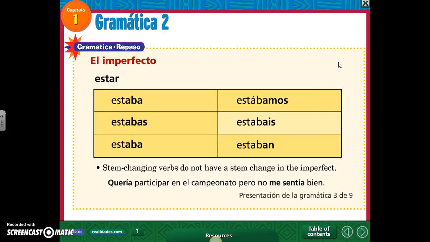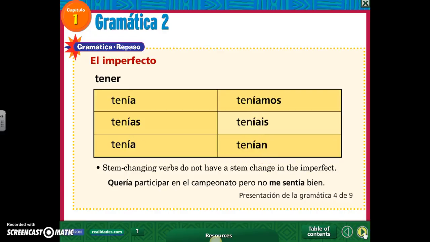Nuestro equipo nunca perdía. Our team never lost, never used to lose, never would lose, etc. Right, now let's talk about conjugation. The imperfect tense is pretty easy because there's no stem changes. So here's an example of an AR verb, and all AR verbs in the imperfect tense are going to work like this. Estaba, estabas, estaba, estábamos, don't forget the accent, estabais, estaban. So any verb that ends in AR, when you conjugate it in the imperfect, will work like this. For example, hablar would be hablaba, hablabas, hablaba, hablábamos, hablabais y hablaban.